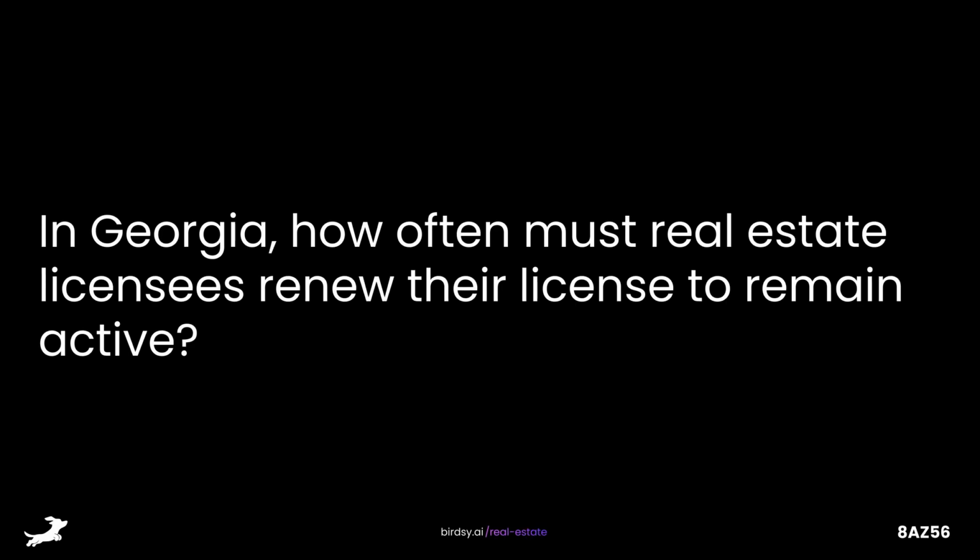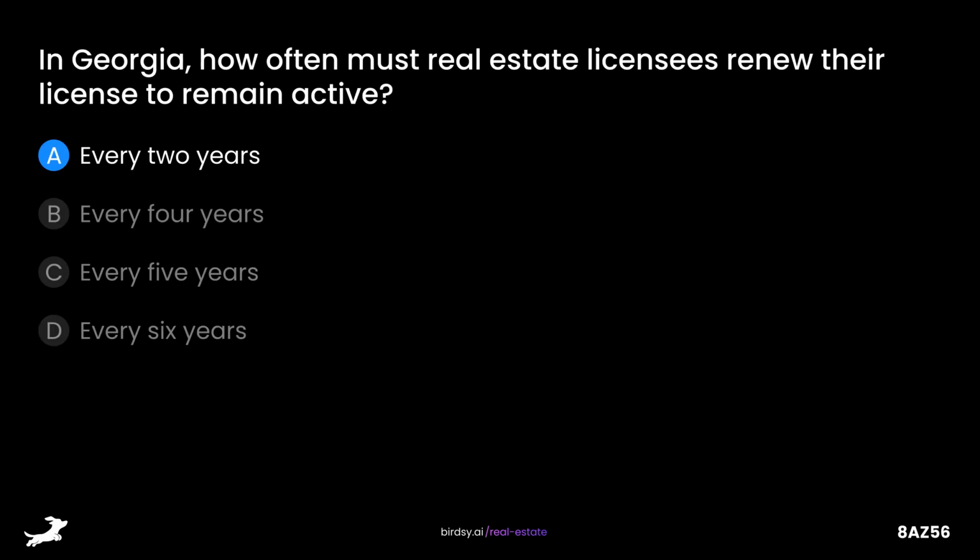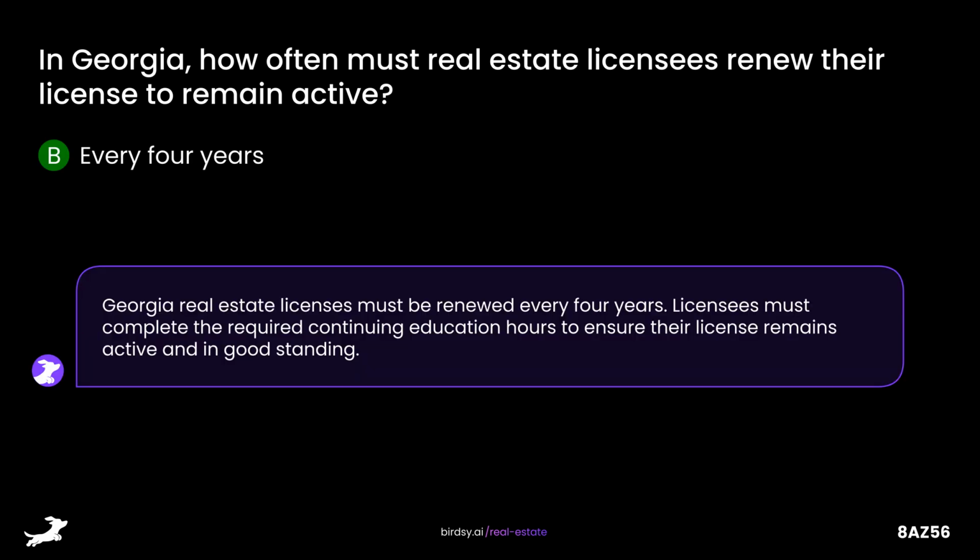In Georgia, how often must real estate licensees renew their license to remain active? Is it A, every 2 years, B, every 4 years, C, every 5 years, or D, every 6 years? The answer is B, every 4 years. Georgia real estate licenses must be renewed every 4 years. Licensees must complete the required continuing education hours to ensure their license remains active and in good standing.